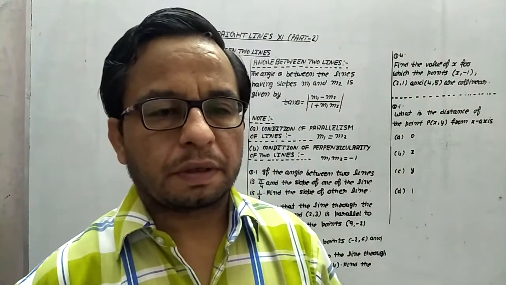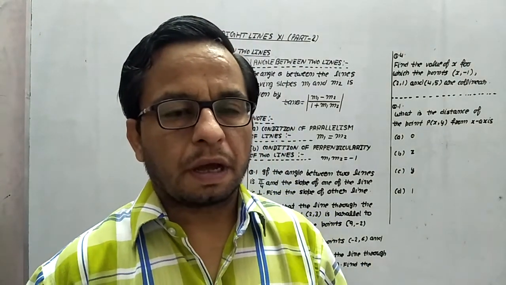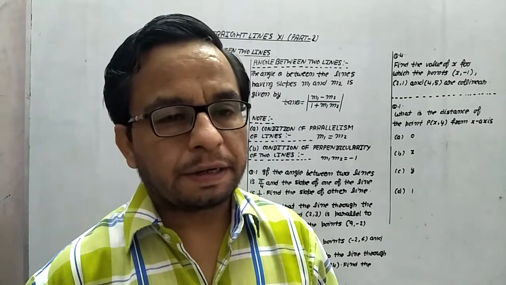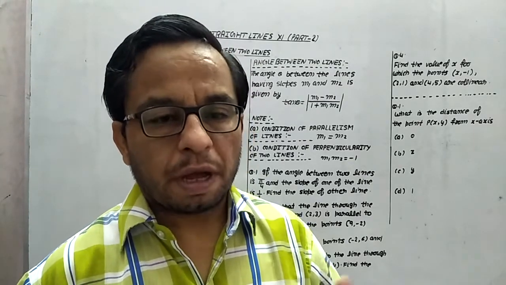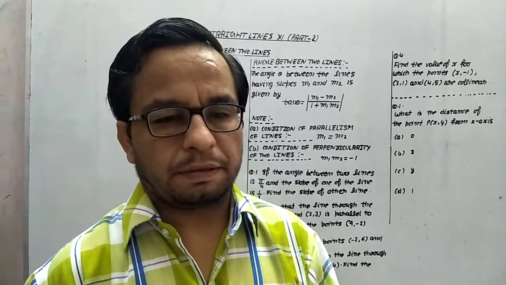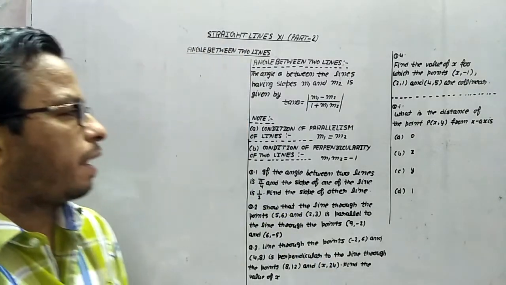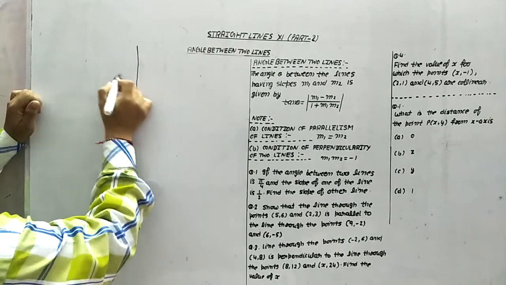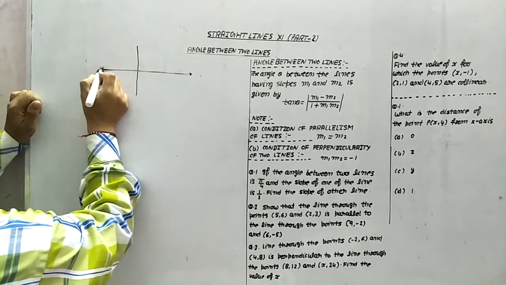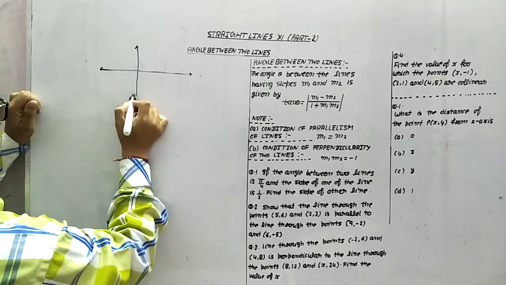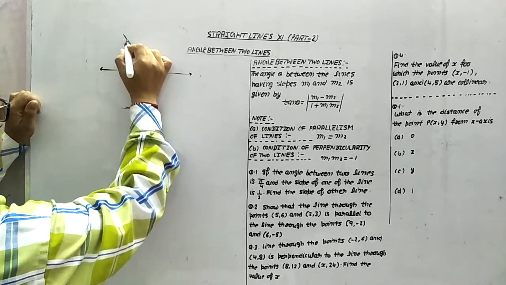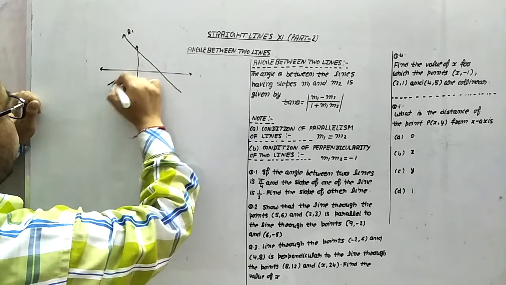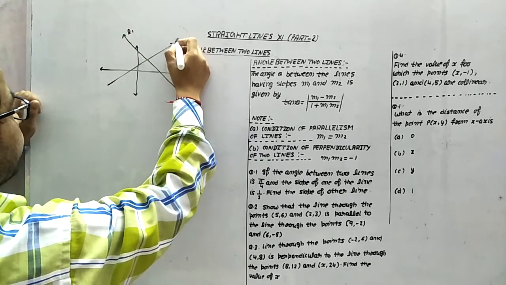Hello everyone, in this part 2 of straight lines, I'll let you know about the angle between the two lines and the related conditions to the angle between the two lines. So let's start with the angle between the two lines. Let us suppose we have two lines. One line is this one, which we will consider as L1, and another line is, let us suppose, this is considered as L2.